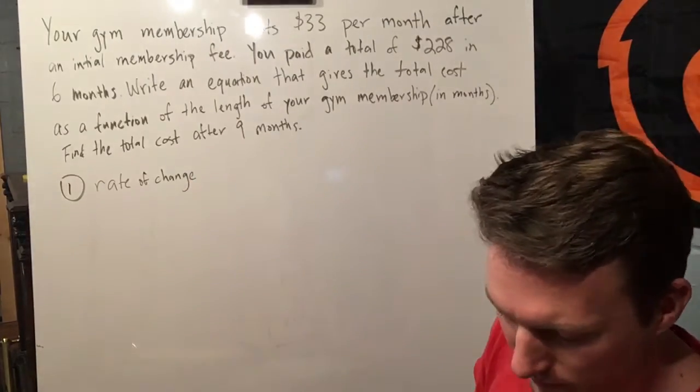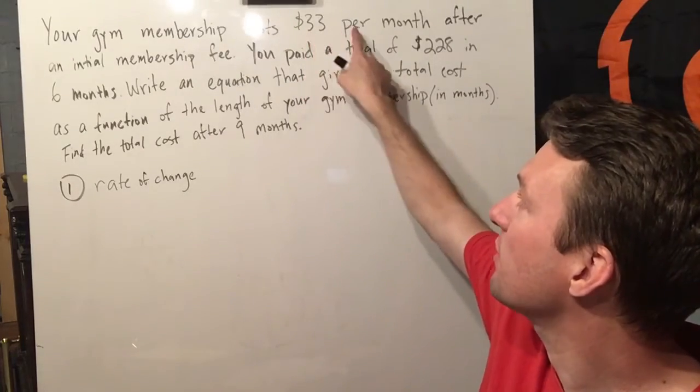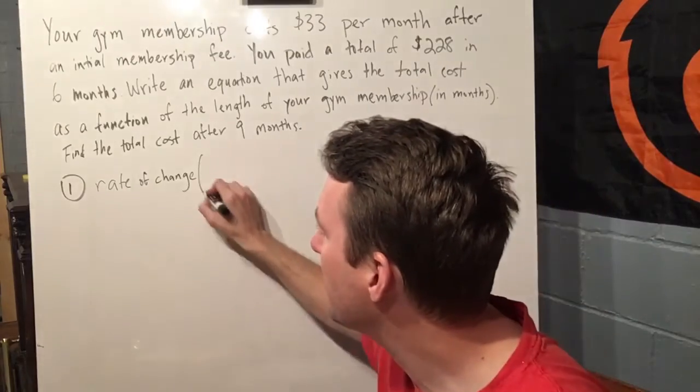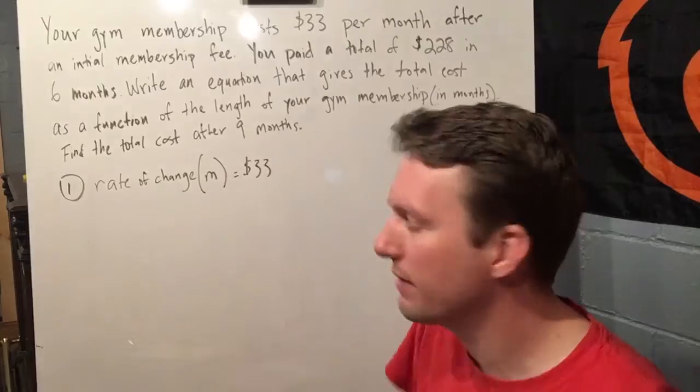Well, we can look at the rate of change as the monthly cost. So it costs $33 per month. So that would be your rate of change. Now, we can label this as M, and the rate of change is going to be $33.